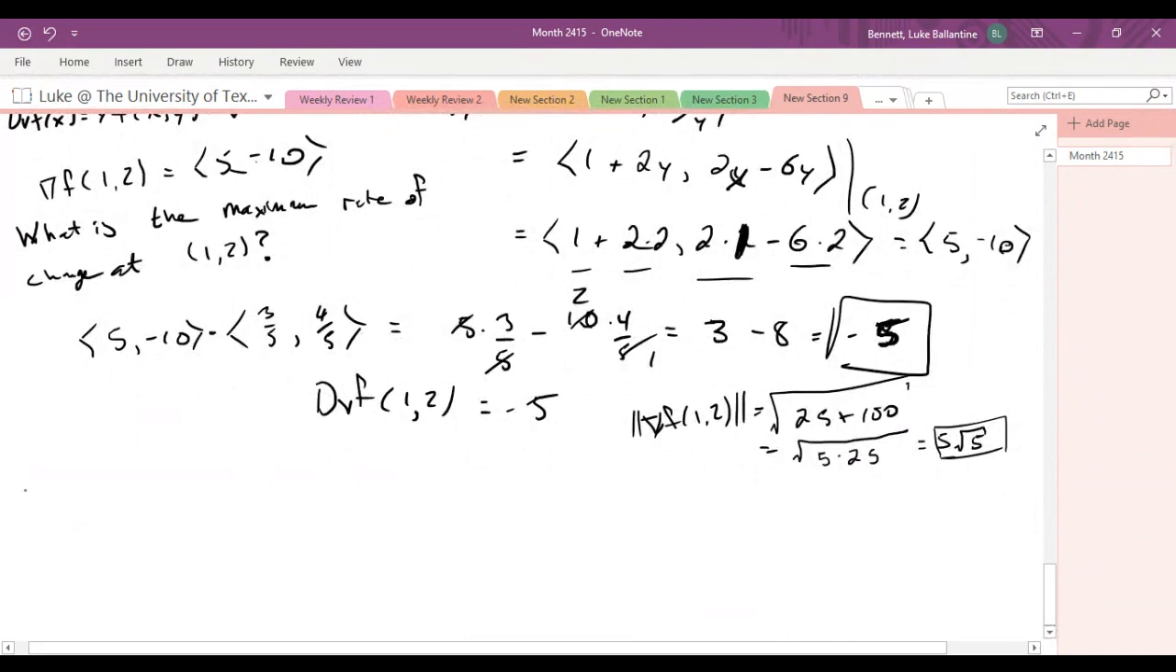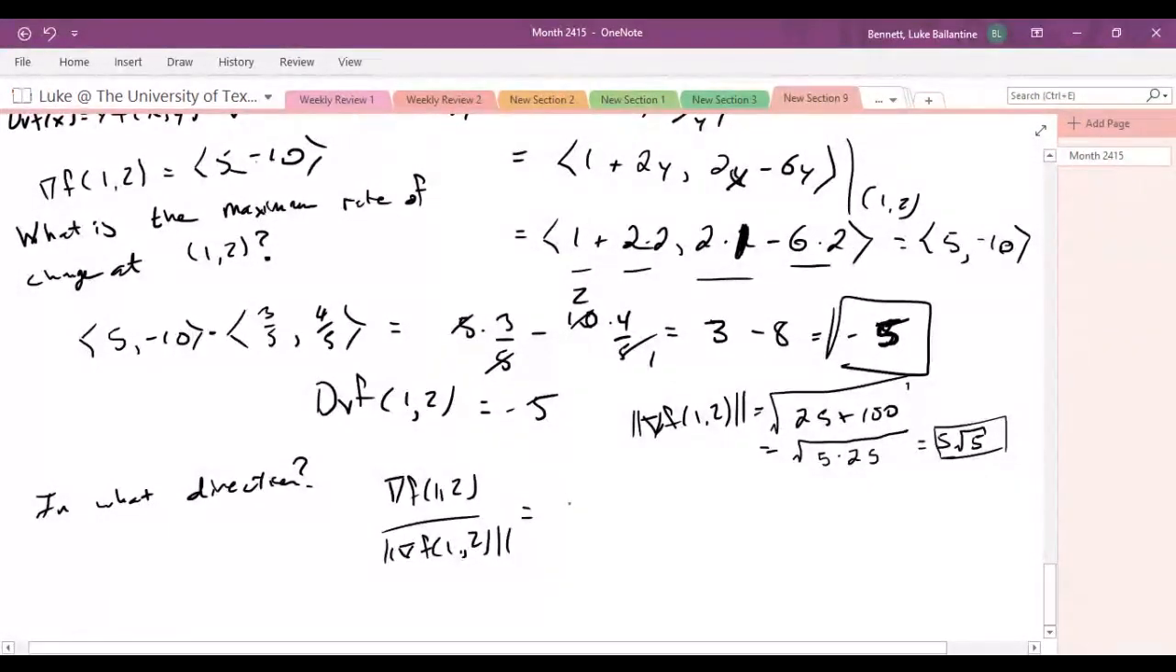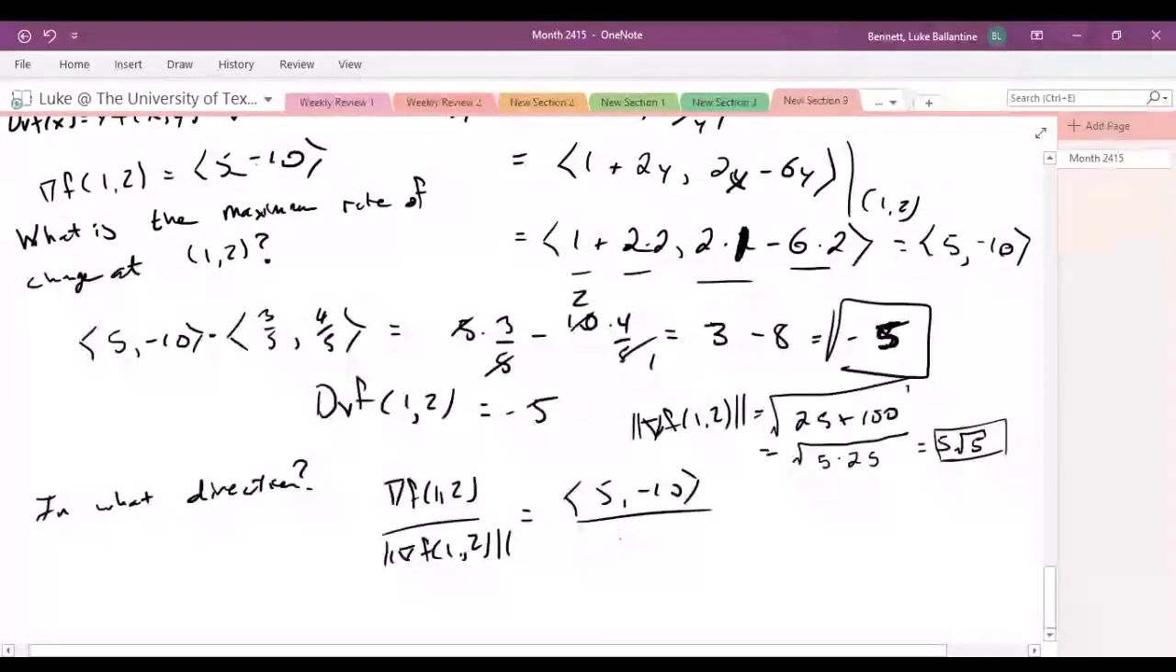And then in what direction? When someone asks you in what direction is the maximum rate of change, they ask you for just direction, so you should answer with a unit vector. Though the gradient does point in that direction, you would just have to normalize the gradient to answer that question. So in what direction? Well, that's going to be del f(1, 2) divided by the magnitude of del f(1, 2). So that's going to be (5, -10) divided by 5 square roots of 5, which is (1/√5, -2/√5).